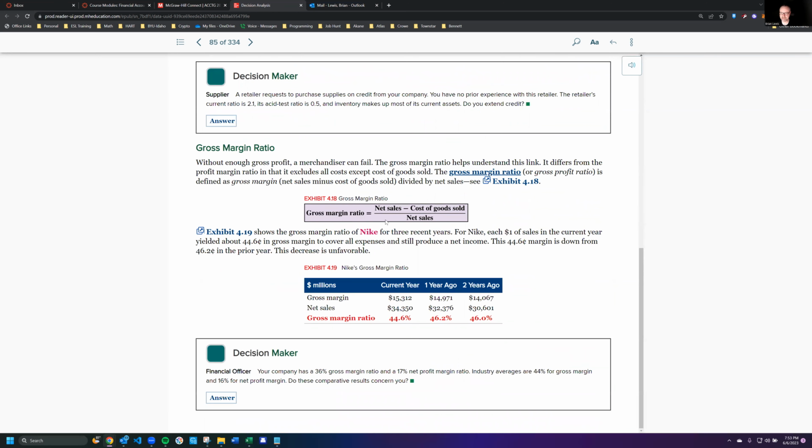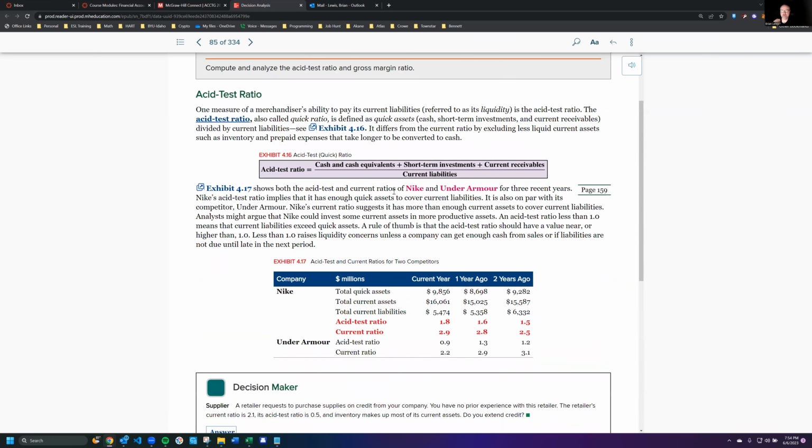Gross margin, pretty easy. It's really just your net sales minus your cost of goods. So your gross profit divided by net sales gives you your margin ratio, which is really a percentage, right? 44.6%. Okay, so that is pretty much it for chapter 4.